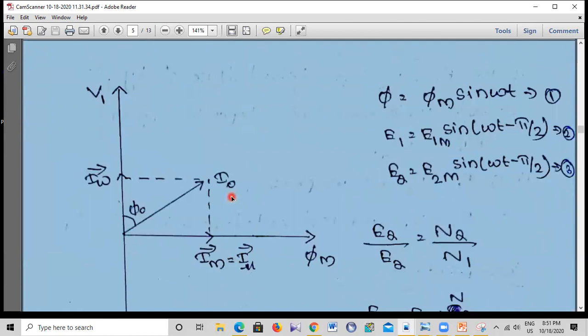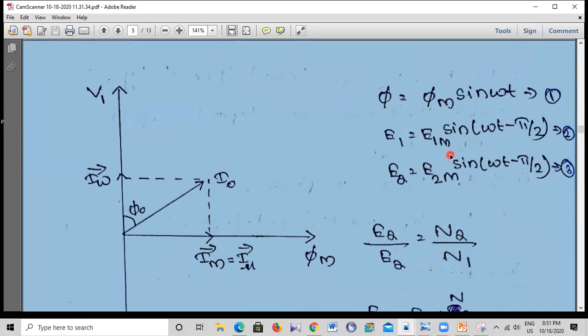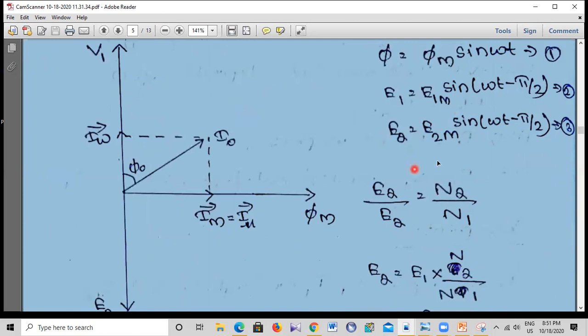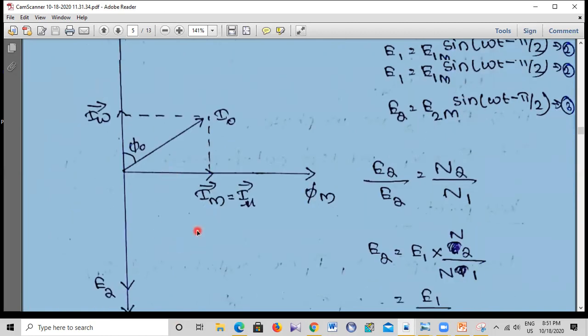So here we can write that phi is equal to phi m sin omega t, that is the flux in the core. E1 is the primary voltage and E2 is the secondary voltage. So we can write E1 as E1m, the maximum value of the primary voltage, E1m sin(omega t minus pi by 2), and E2 is also E2m, the maximum value, E2m sin(omega t minus pi by 2). That's why this is lagging by 90 degrees.